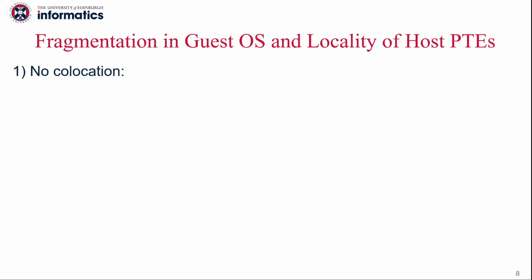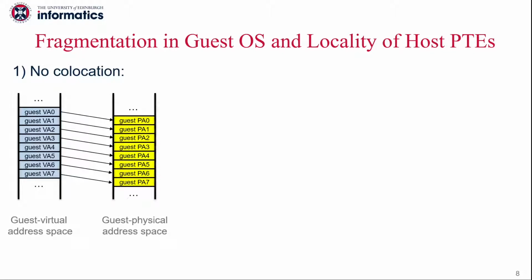To understand the relationship between fragmentation in the guest physical address space and locality of host PTEs in collocation, let's first talk about standalone execution. During standalone execution, for subsequent page faults, the Linux memory allocator in the guest operating system is likely to assign physical pages from a contiguous region. Thus, pages that are contiguous in the guest virtual address space, which is the application's perspective, are contiguous in the guest physical address space.